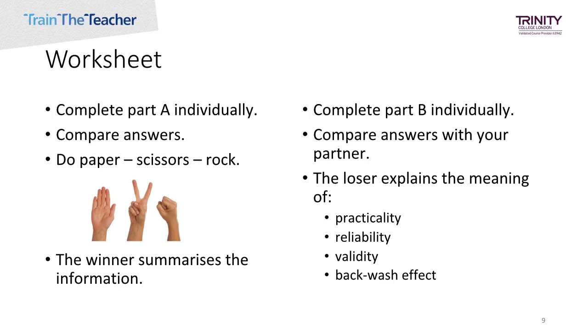Now look at question 5 of the task sheet, which this slide refers to as Part B. This is a cloze, with a Z, exercise, so no words have been provided, and several answers may be possible. Think about why this kind of exercise wouldn't make a good test, and in terms of which factor. Complete question 5 individually, then compare your answers with your partner. Do paper, scissors, rock, and whoever loses has to explain the meaning of practicality, reliability, validity, and the backwash effect in terms of testing. Do this now.